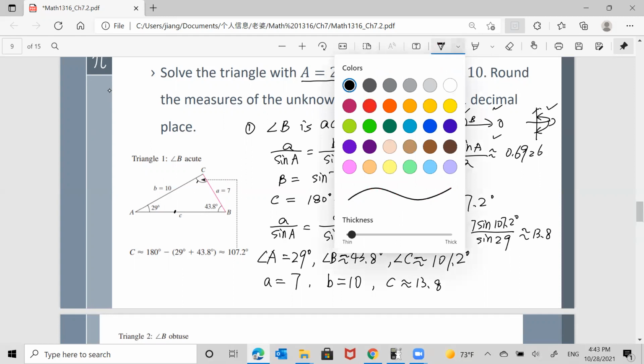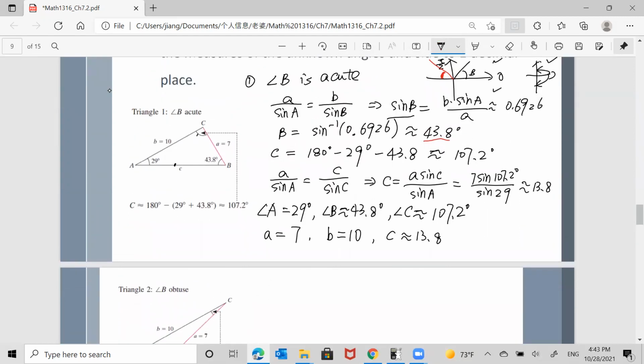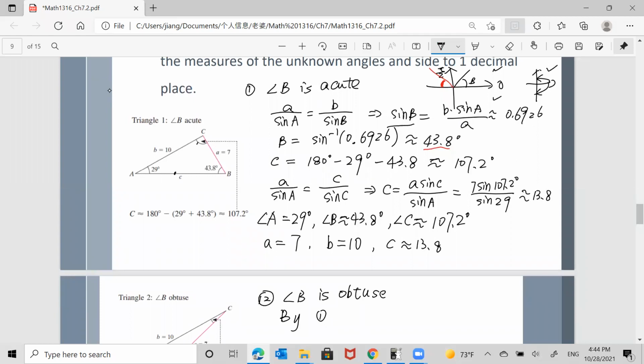So go to the next page, I can write it down. This is case 2. If B is obtuse, by the first step, the calculator gave us 43.8. This is the reference angle for the obtuse B. Let's write it down.